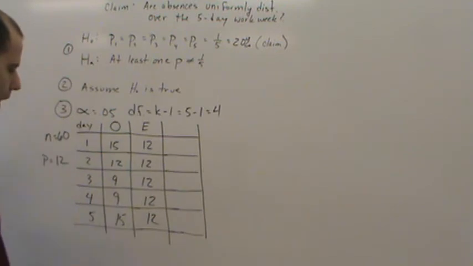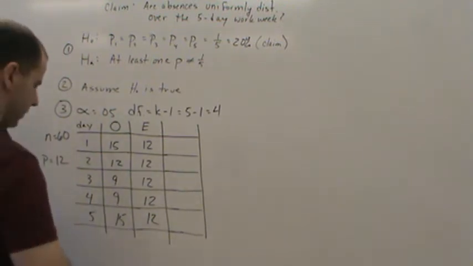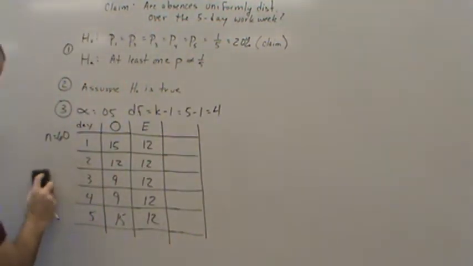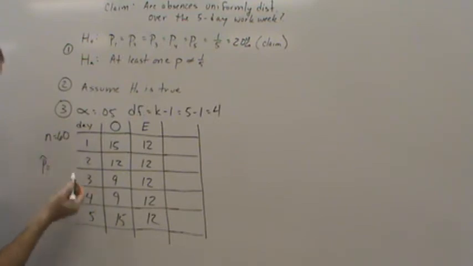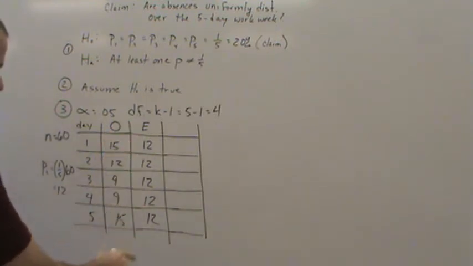Okay? And of course, just so you know, P is going to be P sub i for each one of these. And what are we doing? Well, we're going to take 1/5 of the 60, and that's where we get 12. So each one of these should be 12.